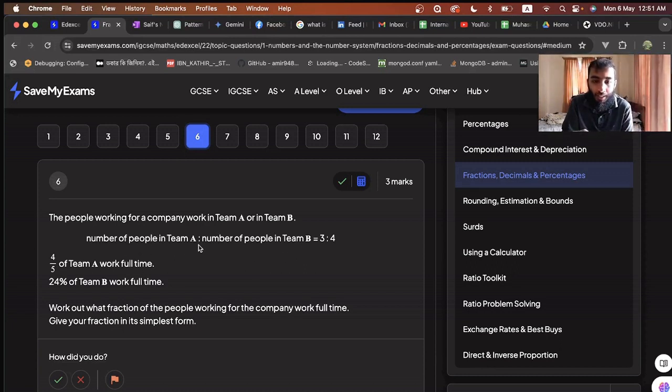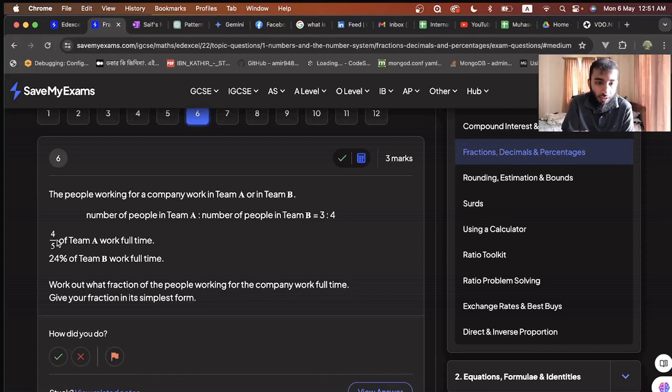The ratio of the number of people in team A to the number of people in team B is 3 by 4. 4/5 of team A work full time, 24% of team B work full time. So you can see there is a fraction and a percentage here, a mix of fraction and percentage in this descriptive problem. Work out what fraction of the people working for the company work full time. Give your answer as a fraction in its simplest form. So what is the requirement? The fraction of people working for the company who work full time.